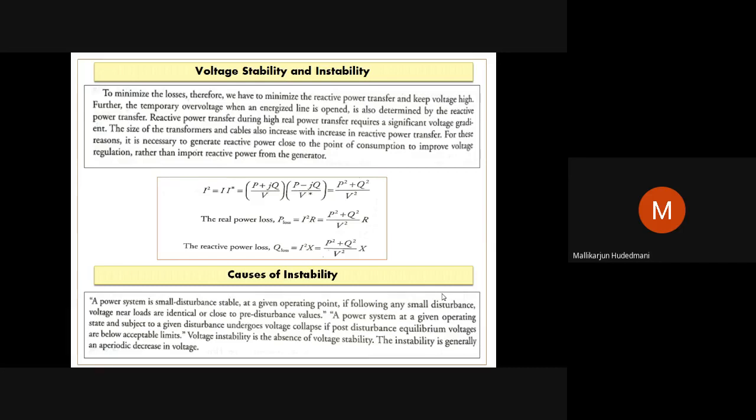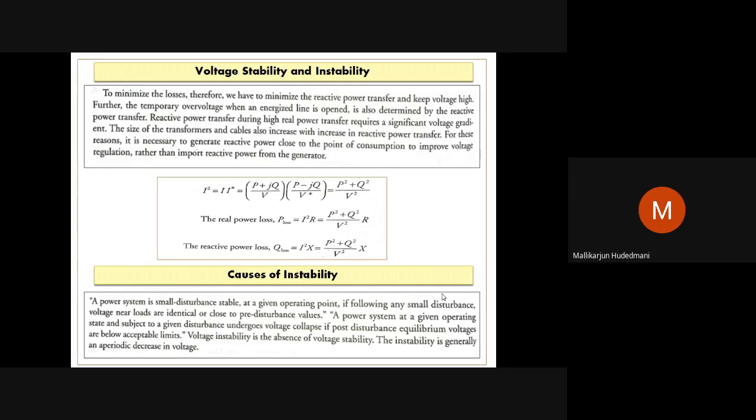For a certain terminal voltage to be maintained, for a certain reactive power to be delivered, what must be the power factor of the system? If you want to calculate, these are all the equations I'll be utilizing. Therefore, I square is P square plus Q square by V square, and real power loss I square R can be written by this equation, and reactive power loss can be written by this.